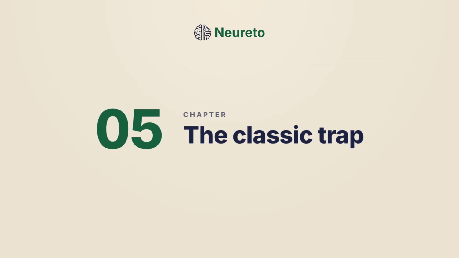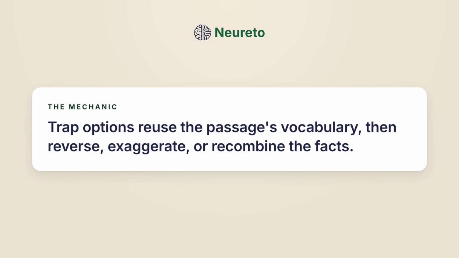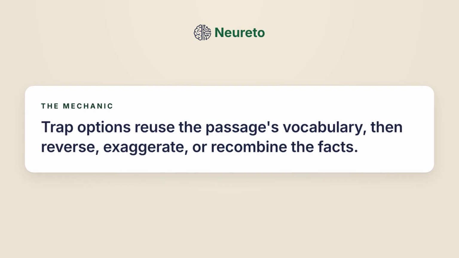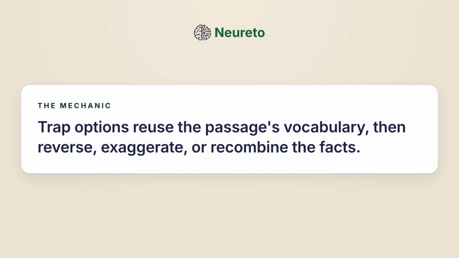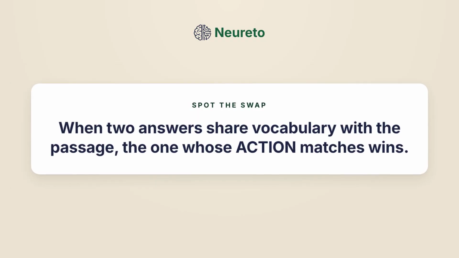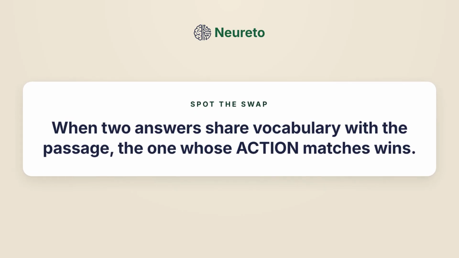The classic trap. Trap options borrow the passage's words, then reverse the meaning, exaggerate it, or recombine the facts. Same nouns, opposite action. The trap recycles glass and original from the passage, but the verb is reversed. When two options share the passage's vocabulary, pick the one whose verb matches the action in the text.